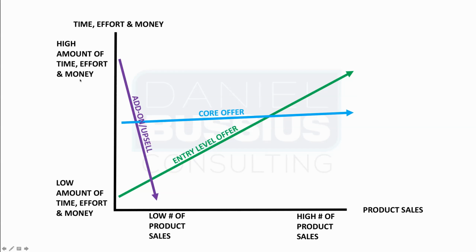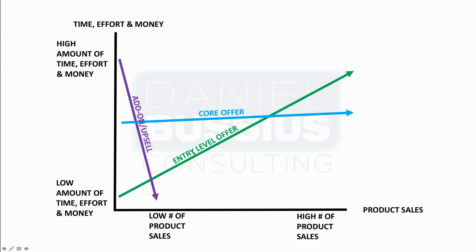And this is going to be the highest amount of time or money or effort that you're going to ask of these people. And statistically speaking, it's going to be the lowest amount of sales, but also it's going to give you the highest amount of profit margin. That's usually how it works. Your examples may be slightly different, and that's okay.